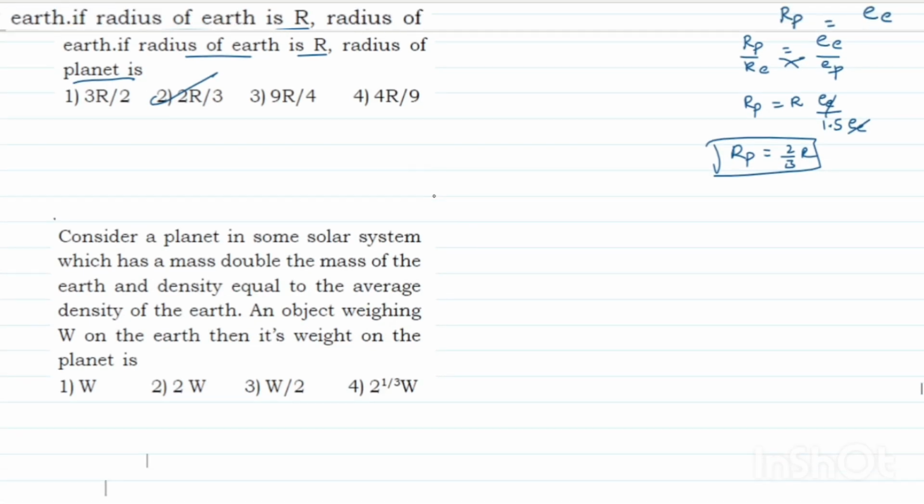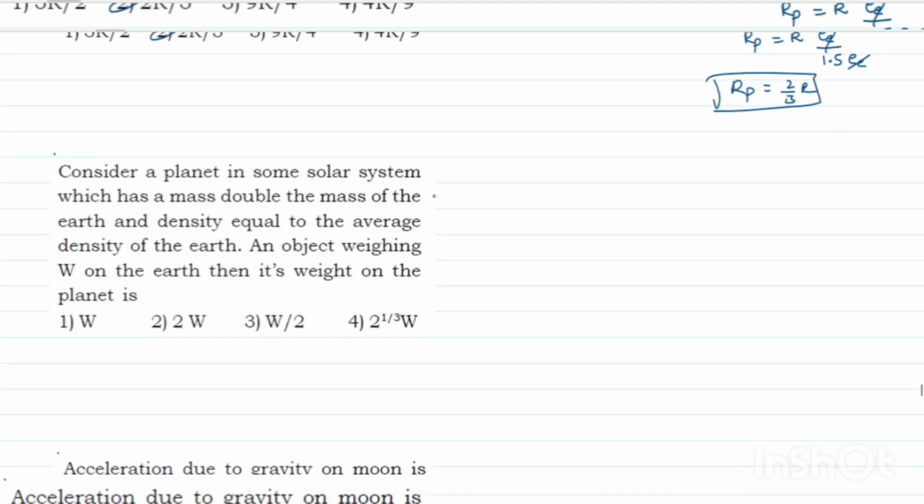Let us see the next question. Consider a planet in some solar system which has a mass double the mass of the Earth, and density equal to the average density of the Earth. An object weighing W on the Earth, then its weight on the planet is.